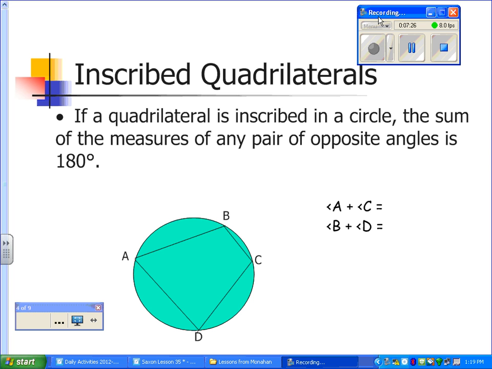Inscribed quadrilateral. That means that the quadrilateral is inside of the circle. Do you see the picture, how the quadrilateral is inside of the circle? You can use more applications next year in geometry. This is a geometry topic. You'll see there are more applications. They do it more in geometry with applications.